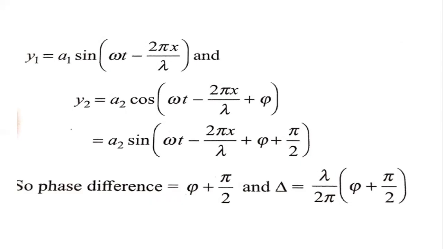So when you calculate the phase difference between the two waves, that is y1 and y2, phase is nothing but the argument of the sine function that you are observing, that is omega t minus 2 pi by lambda x in the wave y1, and omega t minus 2 pi by lambda x plus 5 plus pi by 2 in the wave 2. So when you calculate the difference in the phase, it comes out to be 5 plus pi by 2.